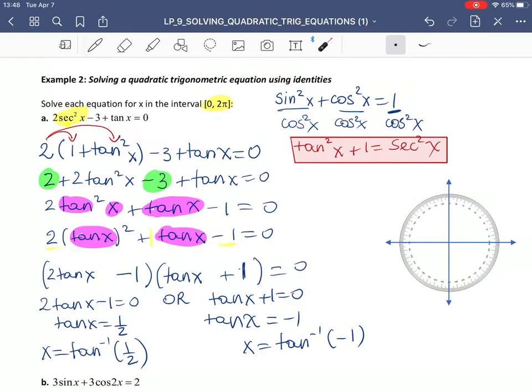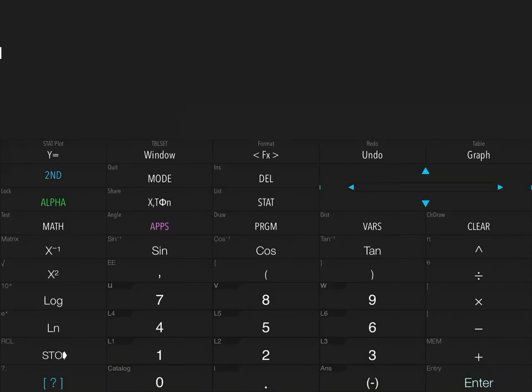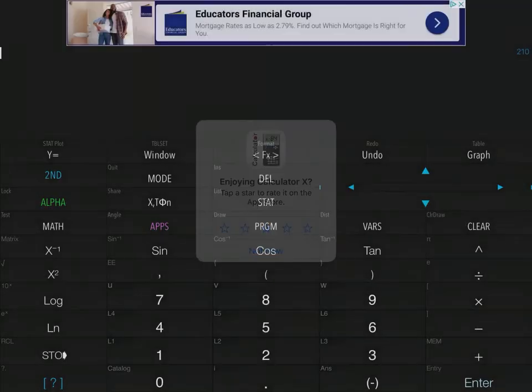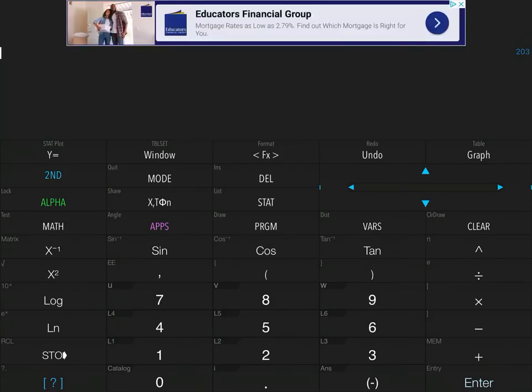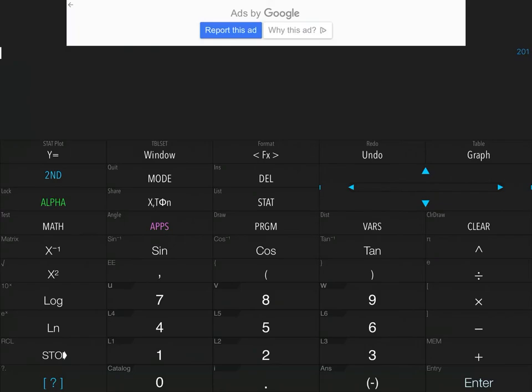And by the way, I found this cool calculator online, and it was a free download. So there we go. I'm going to use that. That's what happens with free stuff.